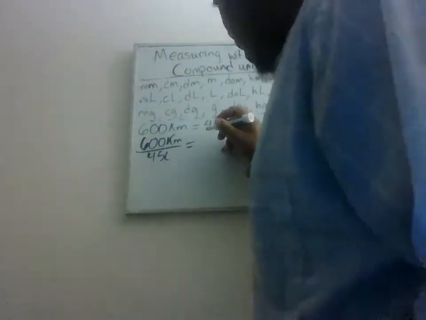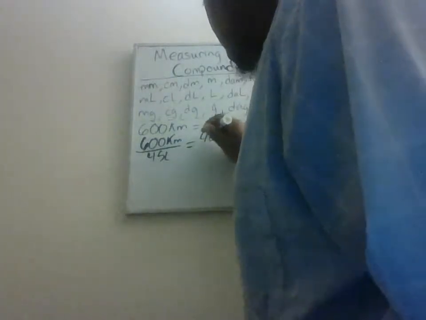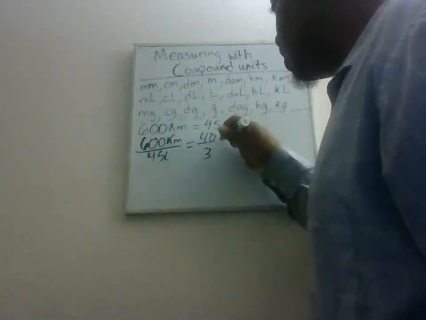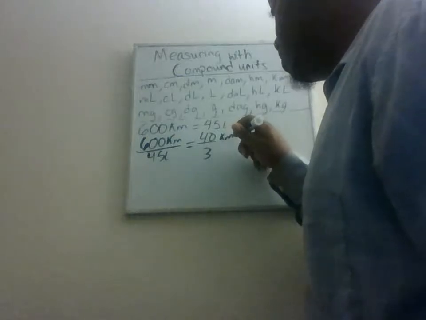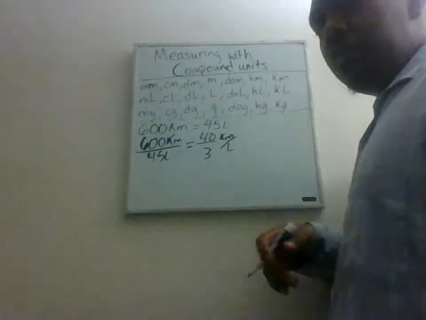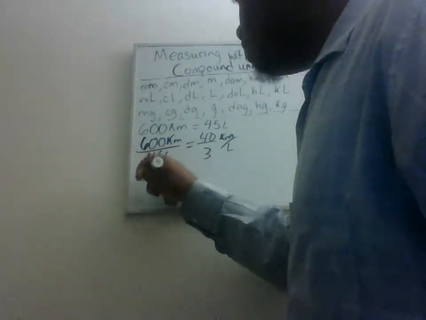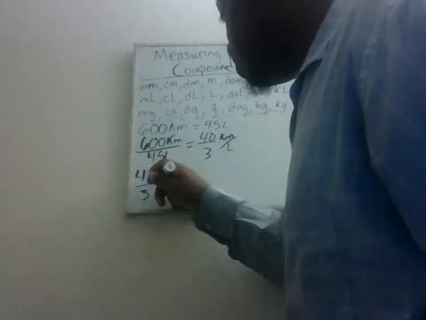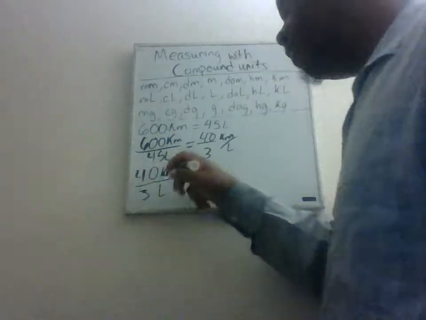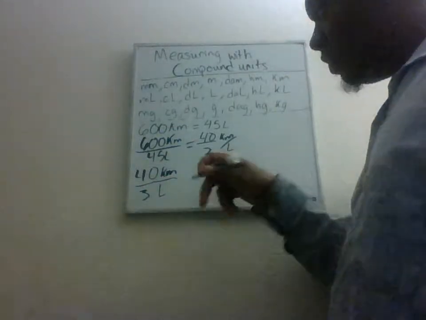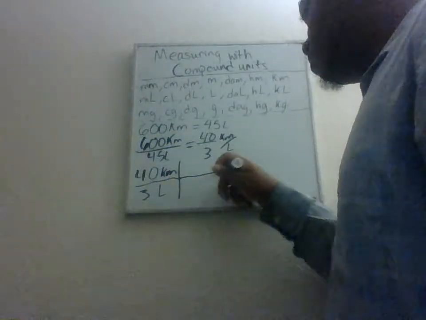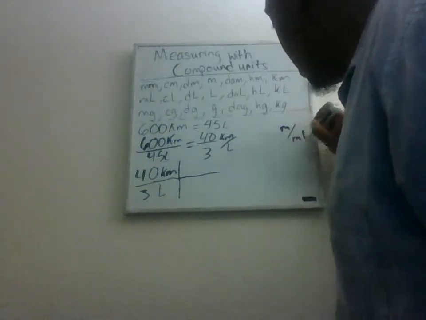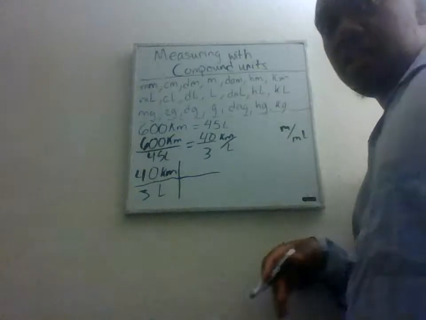So we get 600 kilometers for 45 liters, and we end up in that case with 40 over 3 kilometers per liter. So we'll start with that number. We have 40 over 3 kilometers per liter. So 40 kilometers per 3 liters. Remember, we want our final result. We want to know how many meters per milliliter of gas we get.